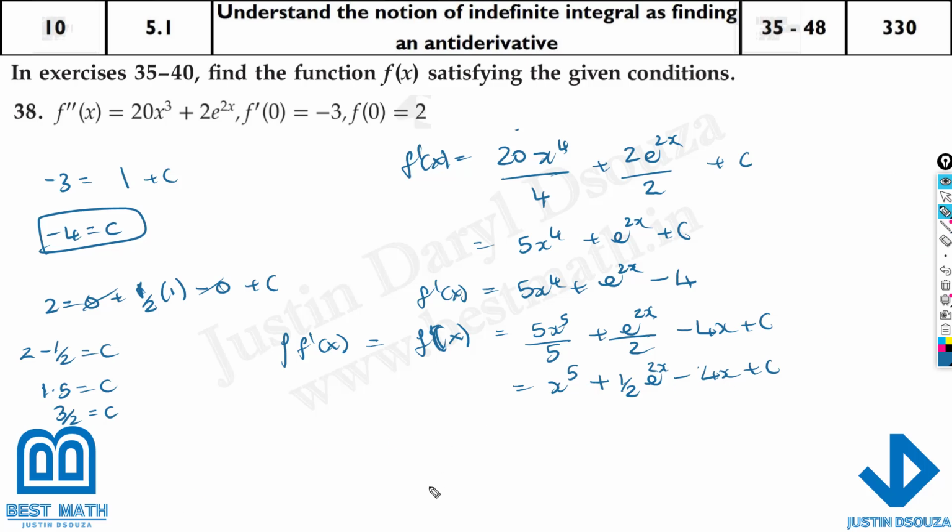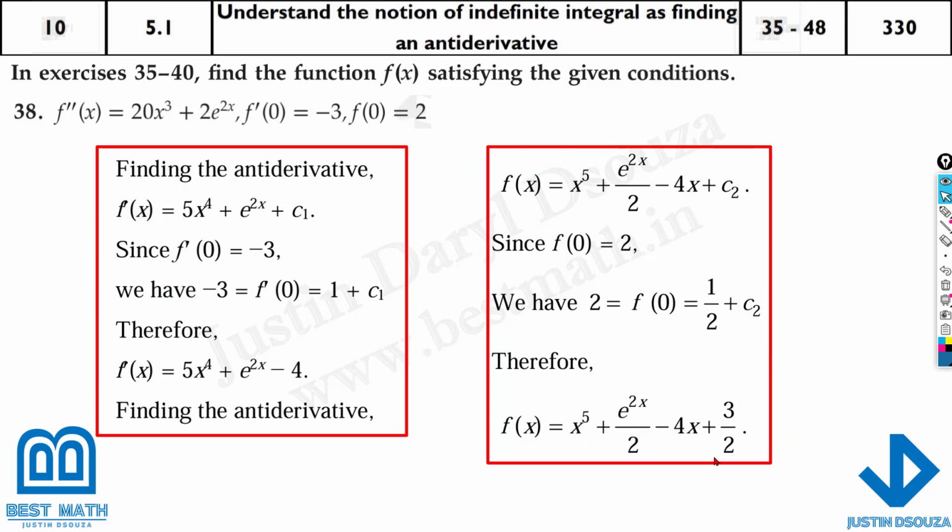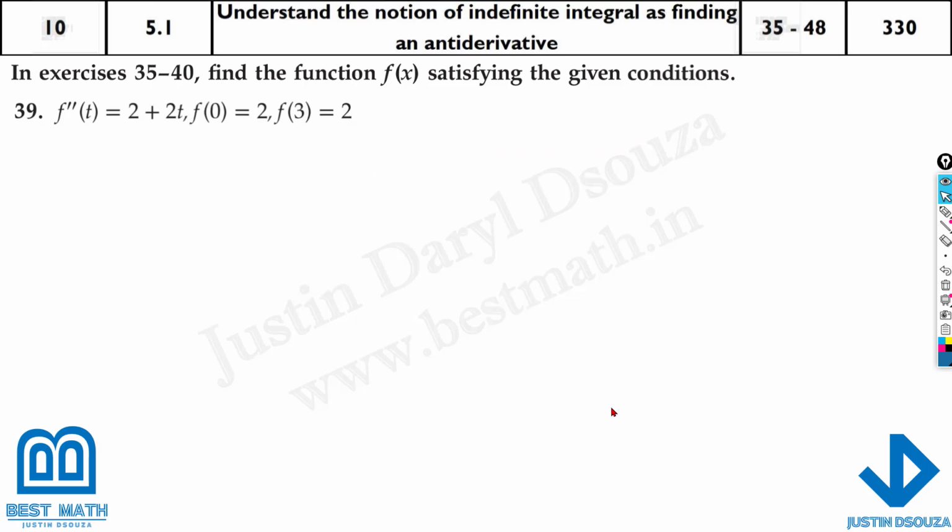Okay, I forgot to write. F of x will be equal to x raised to 5 plus half e raised to 2x minus 4x plus 3 by 2. So that should be the final answer, as you can see here. That's it. And over here, that was the first derivative, integration first time, second time integration. Now this question is not like the similar one, the previous one.